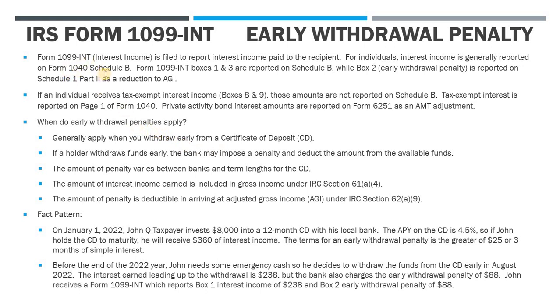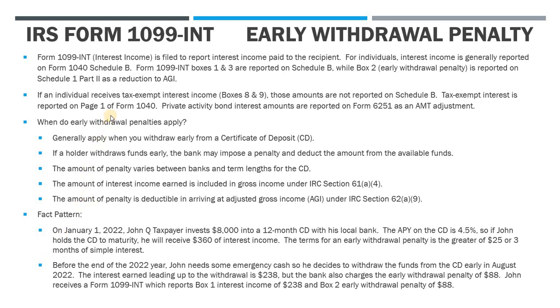So the 1099-INT, again, is used to report interest income. And generally, most taxpayers just see an amount in Box 1. Boxes 1 and 3, those amounts are reported on Schedule B, so that's just taxable interest income. While Box 2 is that early withdrawal penalty amount. The early withdrawal penalty amount is not taxable income to you. It is a tax deduction because you were charged it. And so these penalties are reported on Schedule 1 in Part 2, and they effectively reduce your AGI. So it's a reduction to your adjusted gross income.